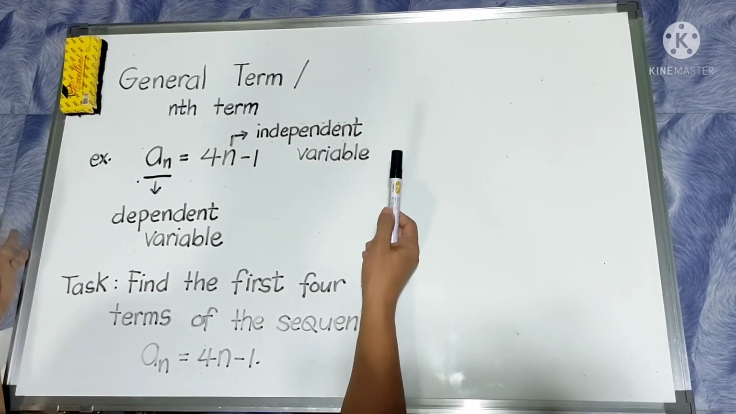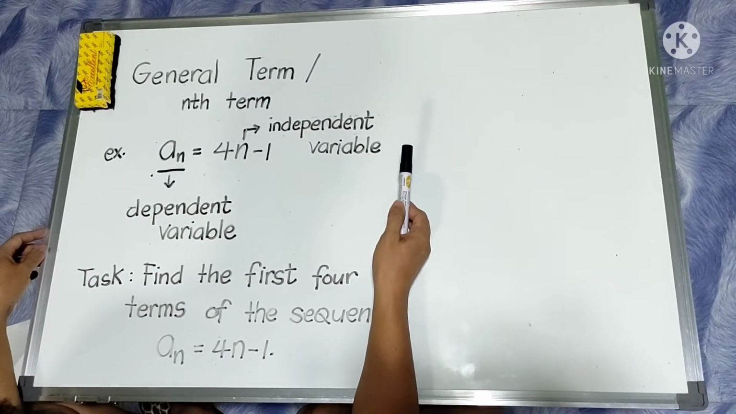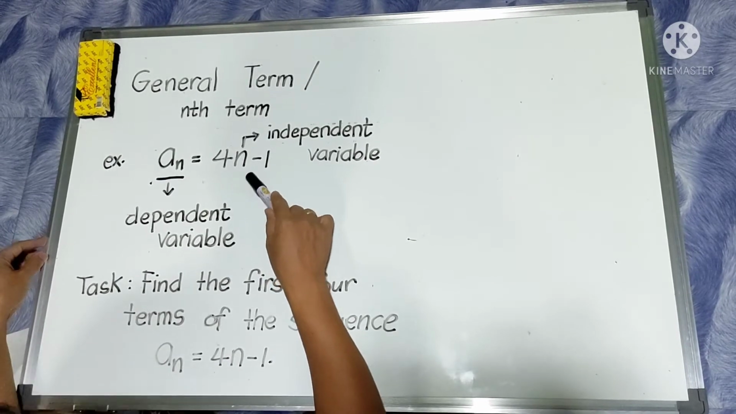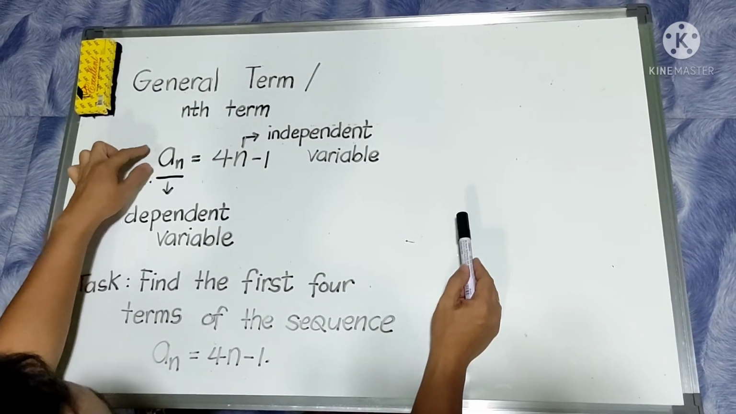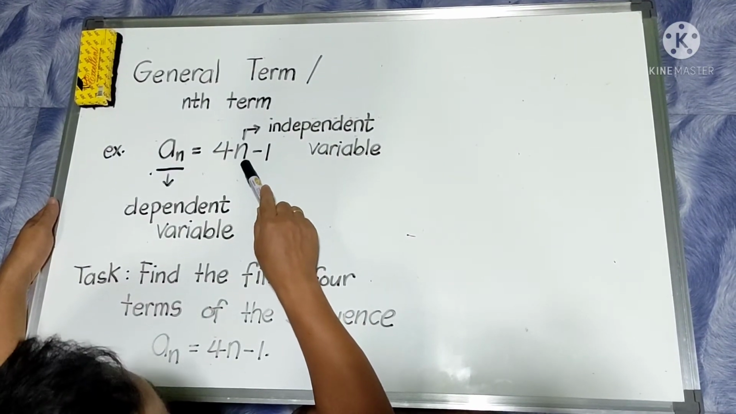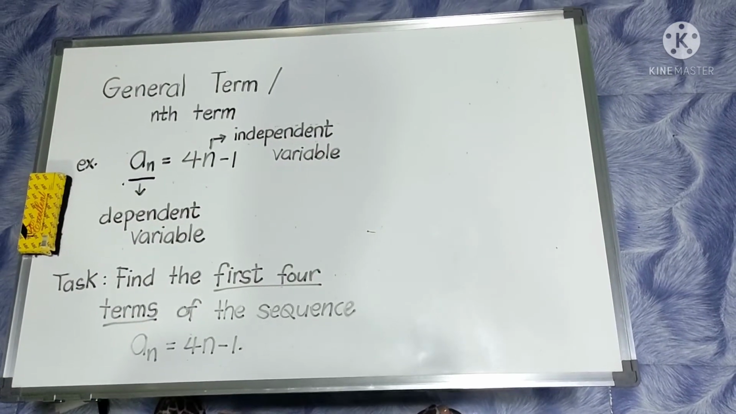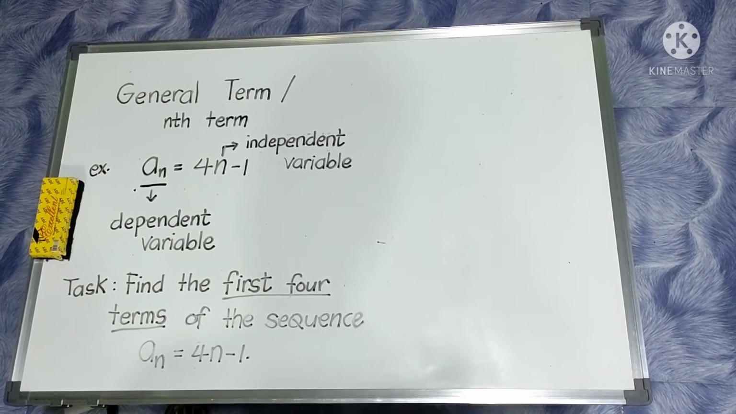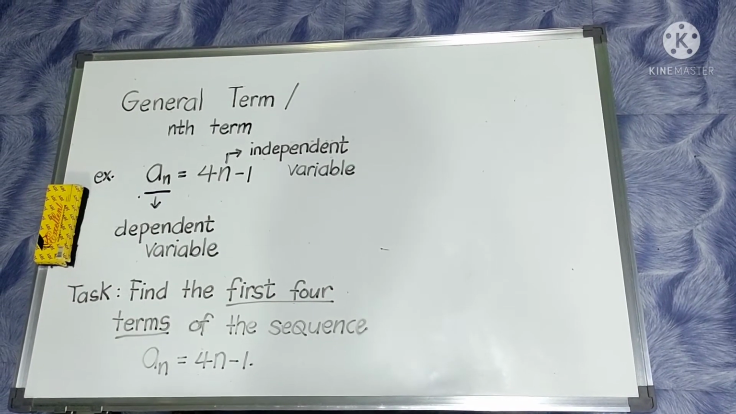If we're going to make a connection to your previous learning in algebra, your n here is actually your x, while your a sub n is your y. So your a sub n is dependent on whatever values n will assume. Let us do the first major activity in Lesson 1, which is determining the terms of a sequence given the general term.